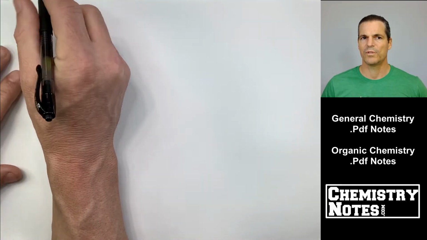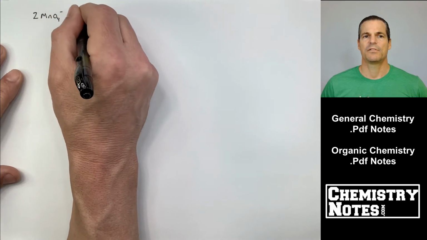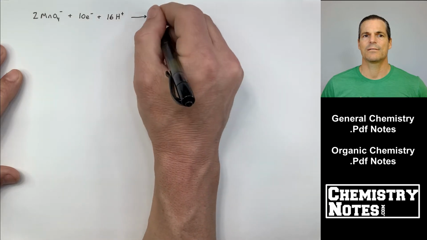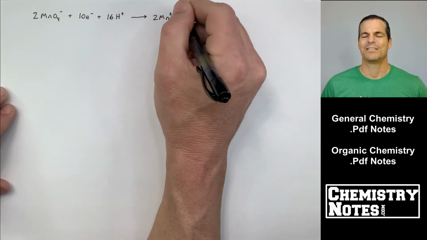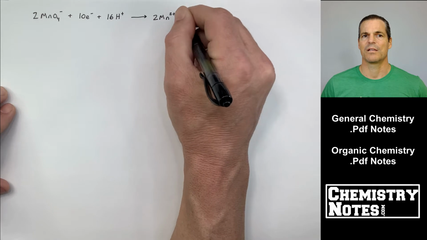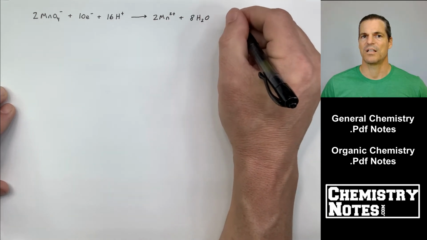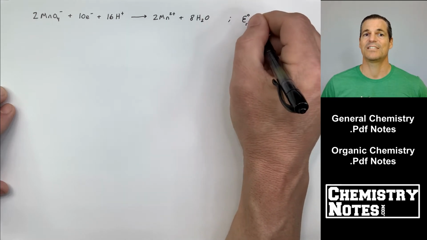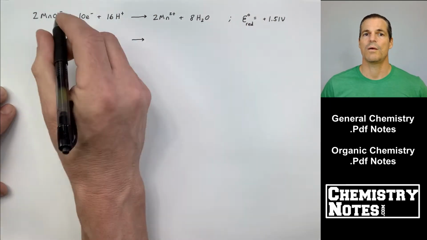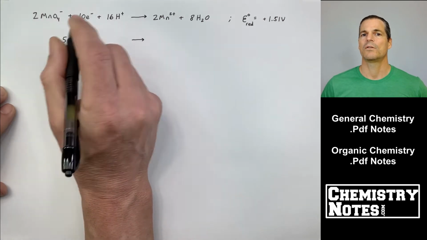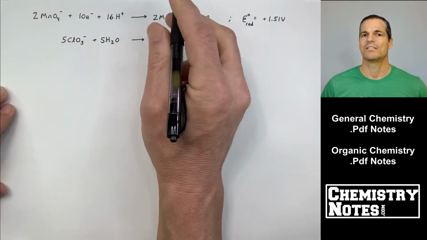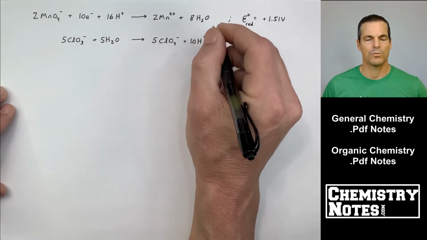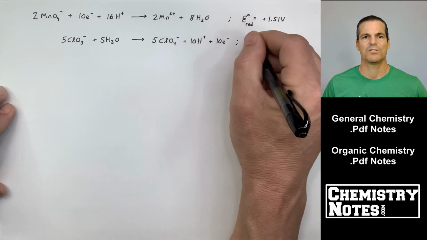All right, so what to do with these? At the top of the page, you can see I'm writing down the MnO4 minus equation again, but I'm doubling everything. Why? Well, I want 10 electrons on both sides. So 2MnO4 minus plus 10 electrons plus 16H plus yields 2Mn2 plus plus 8H2O. You notice that my reduction still says 1.51 volts. I didn't multiply that through by 2. We don't do that like we do with delta H or delta G.